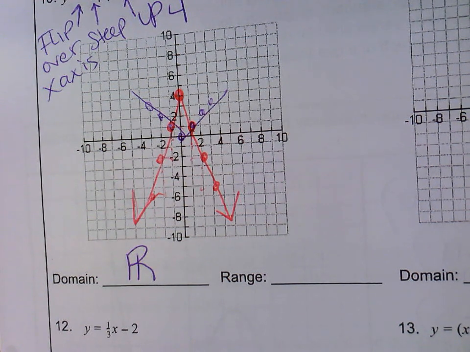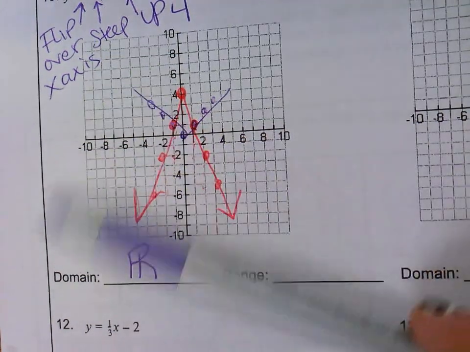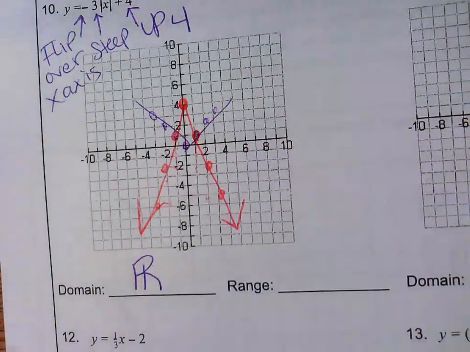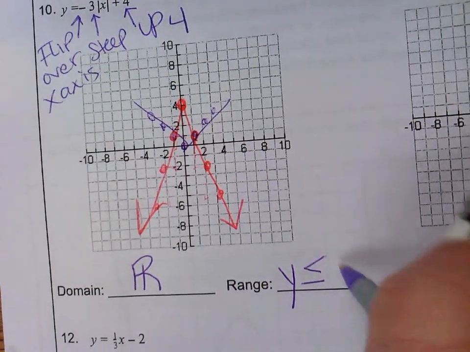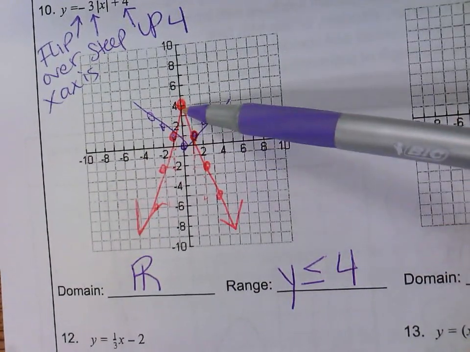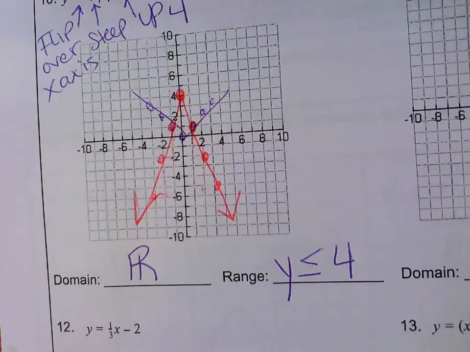What'd you say for range? What about the Y values? Can I go up forever and down forever? Right, so all the Y values are less than or equal to 4. So that's the type of question that you'll see on the test.